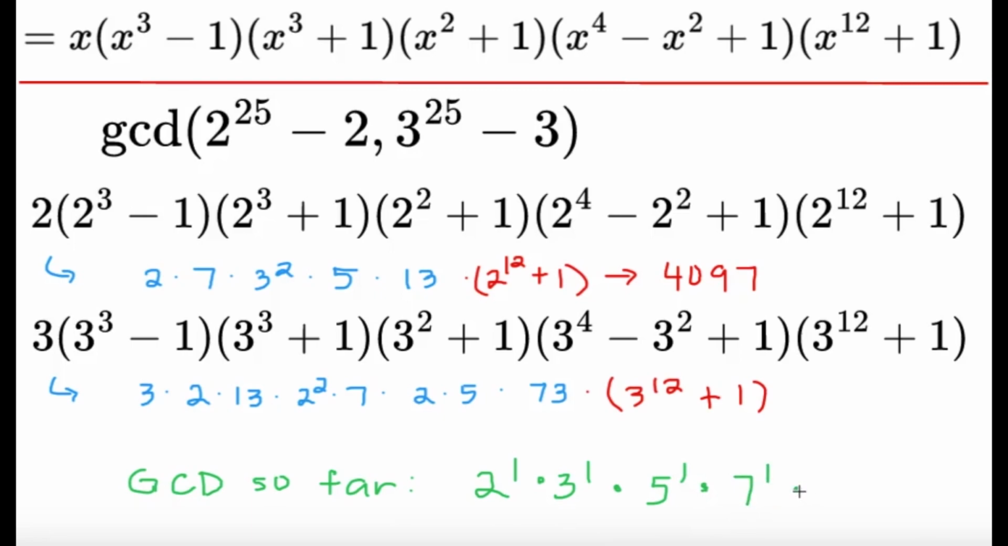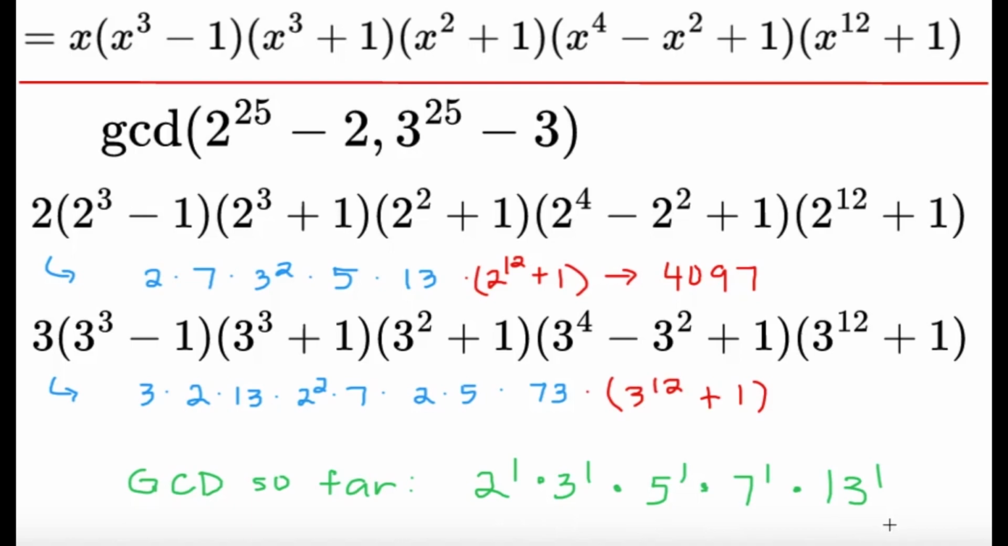And then lastly, the prime factor of 13. Again, there's only one 13 here, and there are no other 13s here. Both of them are 2 modulo 13. Again, you can use Fermat's little theorem to verify that. So the GCD so far is just this. And, well, there is a 73 here, but you can easily verify that 4097 is not divisible by 73. So we have the GCD so far to be this.